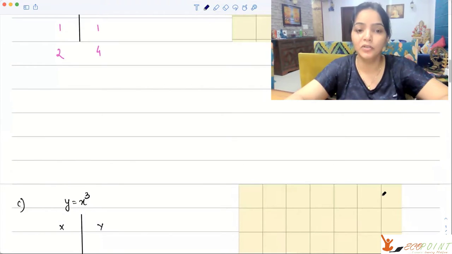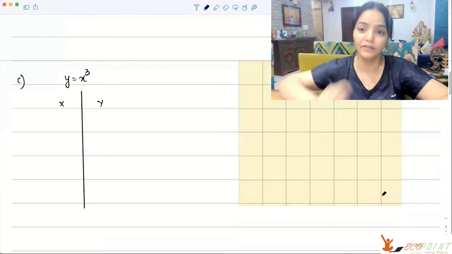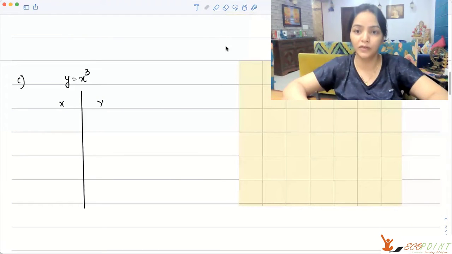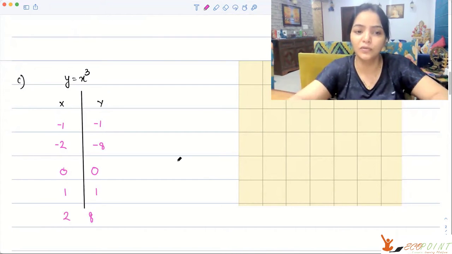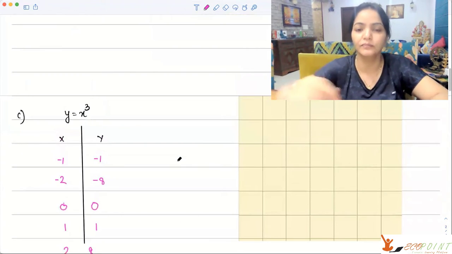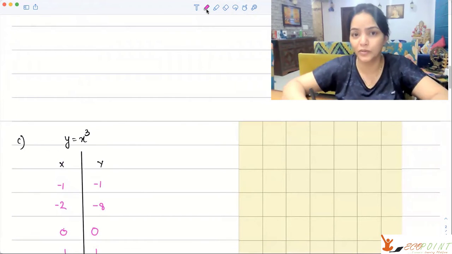Then an important function, x cube, also is a very, very important function in terms of a graph. X cube graph is also something that you must always know. So if x is -1, y is also -1. If x is -2, y is -8. If x is 0, you get 0. So it is passing through 0. 1 gives 1, 2 gives 8. So essentially, if you notice, your input could be positive, negative, your output could be positive, negative. So let's graph it.